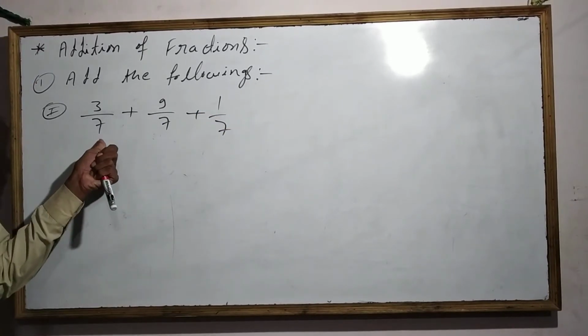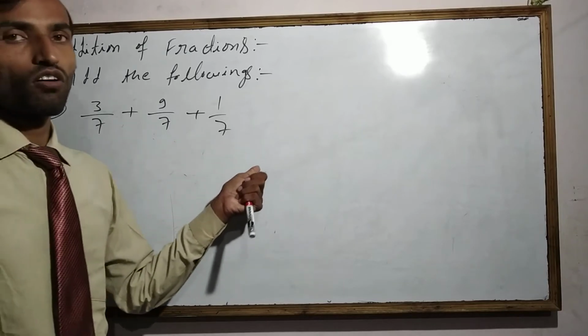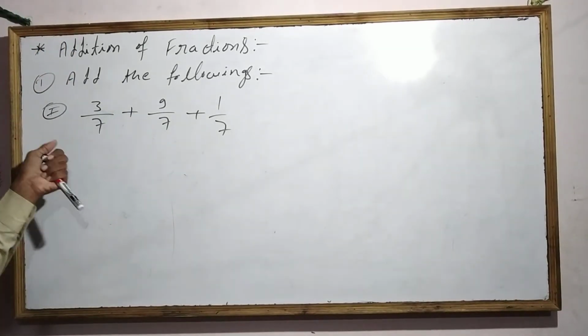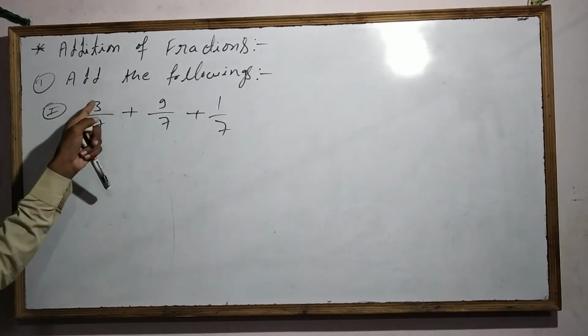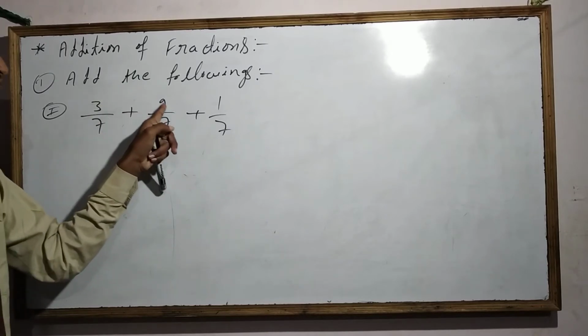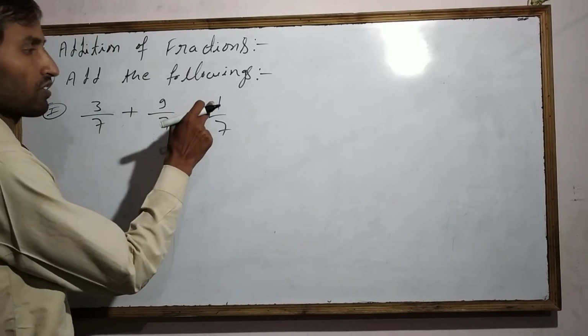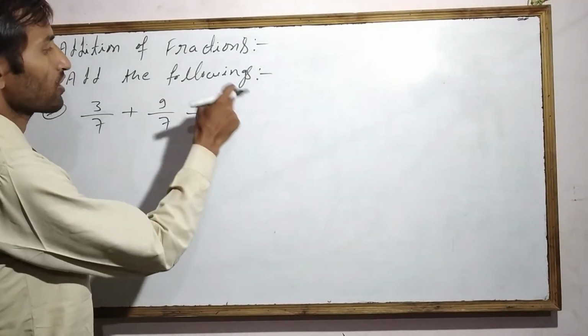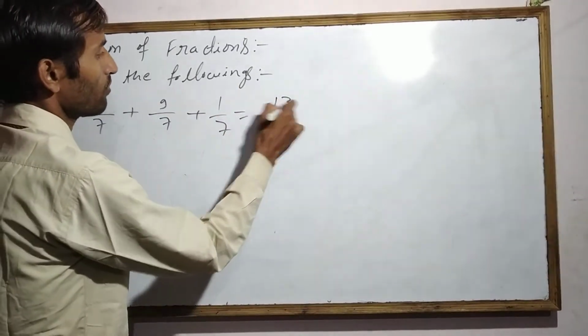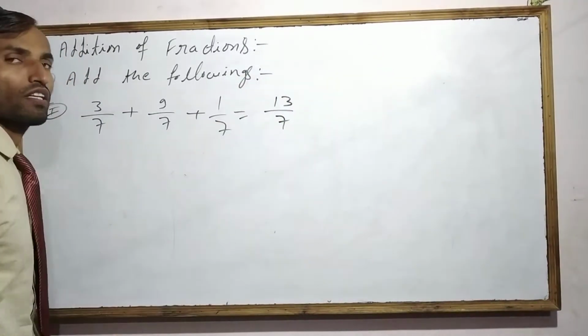Just you see here, denominator is same, means all are like fractions. So we will not do anything, just directly we will add numerators, that's it. So 3 plus 9, 13, sorry 12 plus 1, 13. So answer is 13 upon 7. So this is the answer.